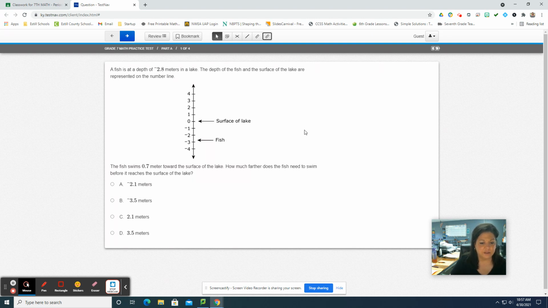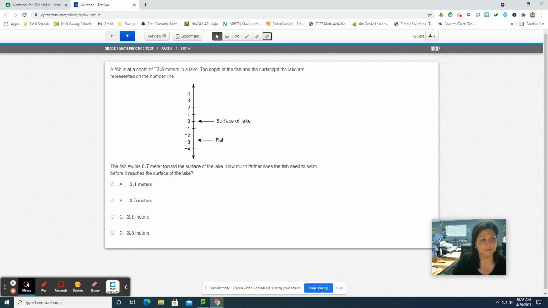The first question says, a fish is at a depth of negative 2.8 meters in a lake. The depth of the fish and the surface of the lake are represented on the number line. So I'm going to look here, and I see that the surface is at 0, which is always 0. And the fish is in here between -2 and -3, and it's closer to -3, which means that it's at -2.8. And it says that the fish swims 0.7 meters toward the surface of the lake. How much farther does the fish need to swim before it reaches the surface of the lake?